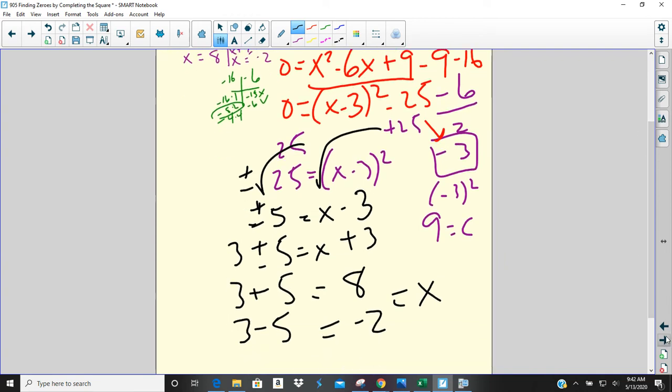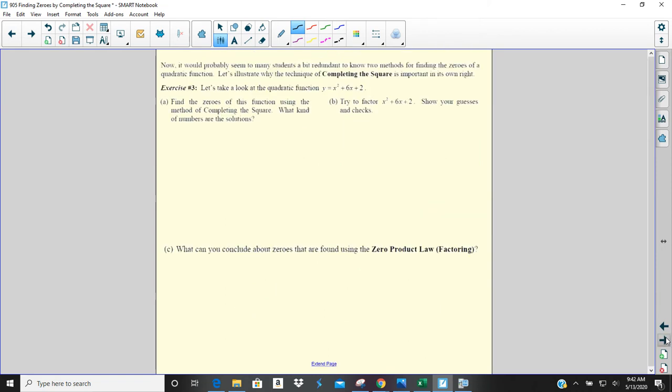All right, so let's do one that's a little bit harder. Question 3 only says I can do it by completing the square. They're not telling me to factor it yet. All right, so let's go to completing the square. So we're going to do 0 equals x squared plus 6x plus 2. So we're going to complete the square first.